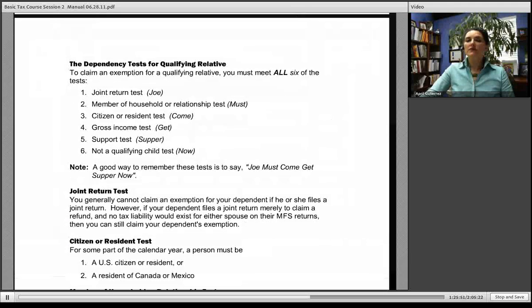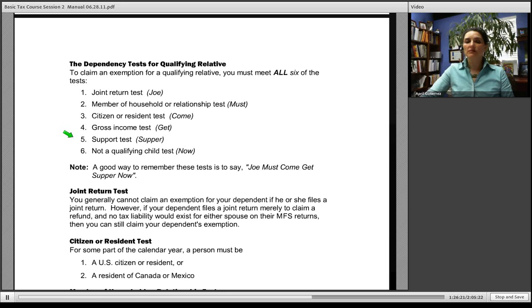Now, even if you cannot show that you have a qualifying child, you may still have a qualifying relative. The rules for qualifying relative are similar, but sometimes different than the rules for qualifying child. Instead of 7 tests, for example, we now have 6 tests. The first of those tests is the joint return test. Then we move on to the member of household or relationship test, the citizen or resident test, the gross income test, the support test, and the not a qualifying child test.